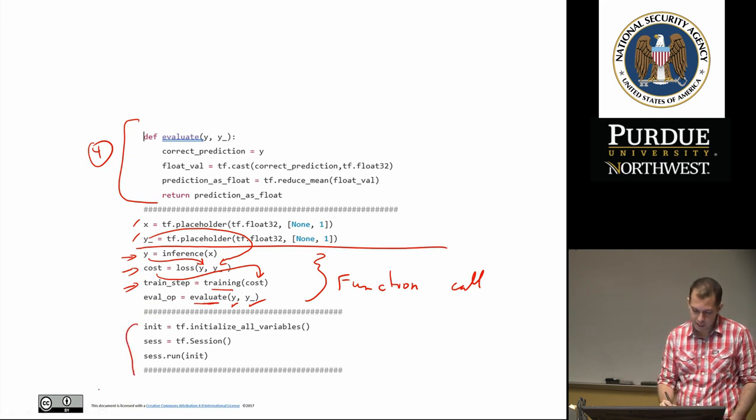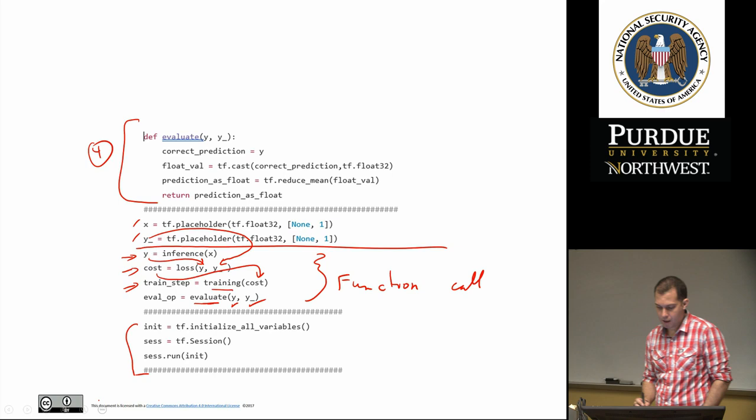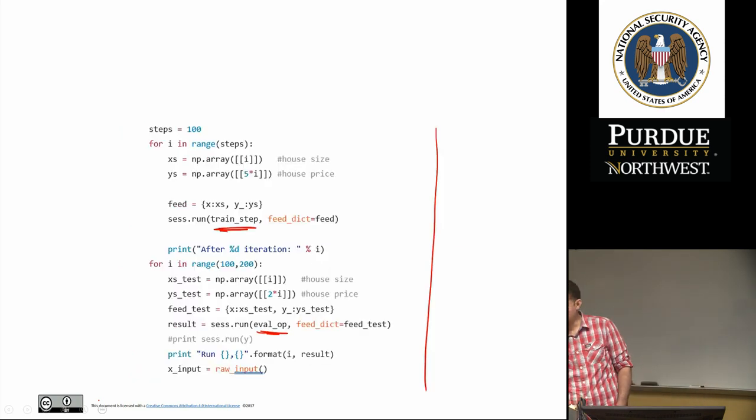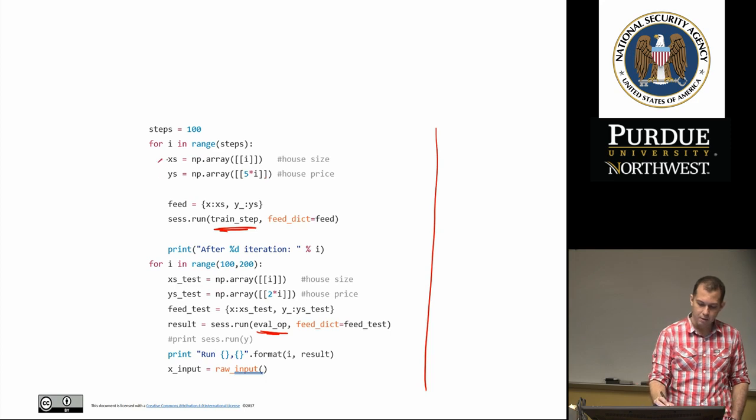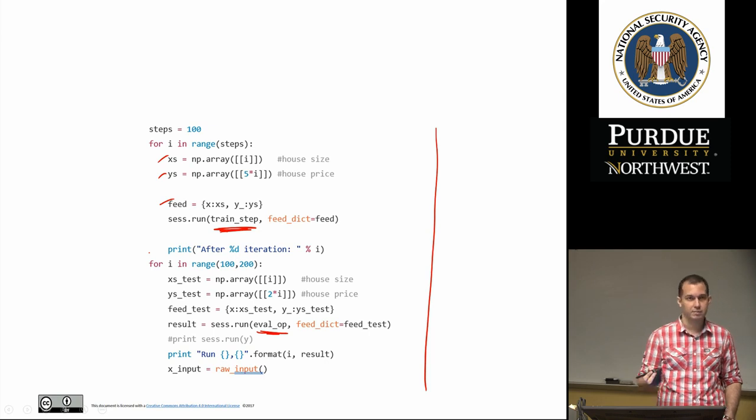As you can see, this has not changed, so this is still the same. And then in the main loop, nothing has changed here, still the same, creating XS, YS, the feed dictionary, but running train step. That didn't change at all, except that now it does function calls. Then for the test part, remember this is train, and this is test, right?